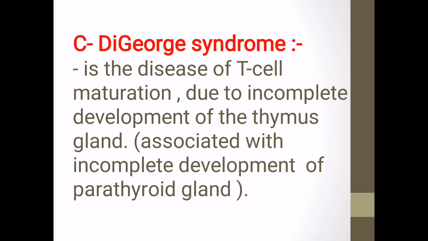Okay, you know that the parathyroid gland and the thymus come from the same embryonic arch, in the embryological development, they came from the same arch. So when there is incomplete development of the thymus, there is incomplete development of the parathyroid gland.